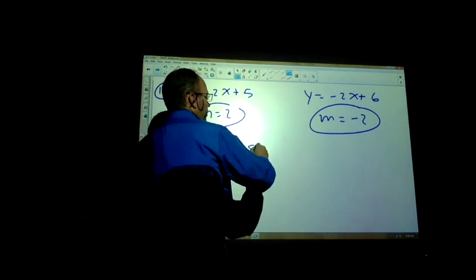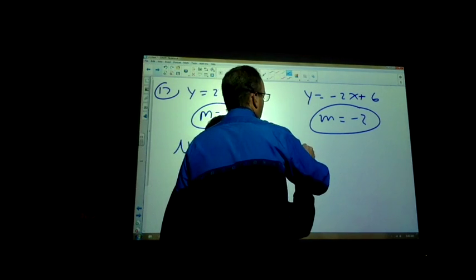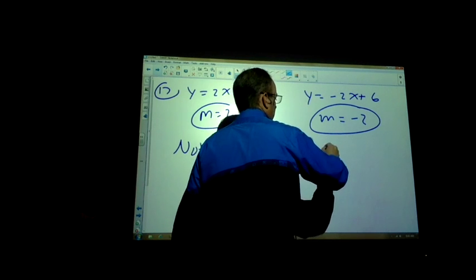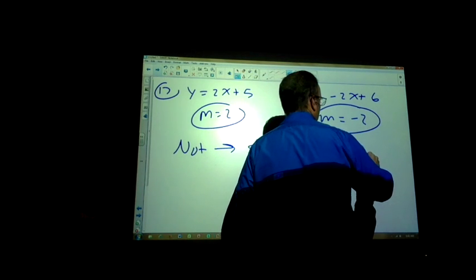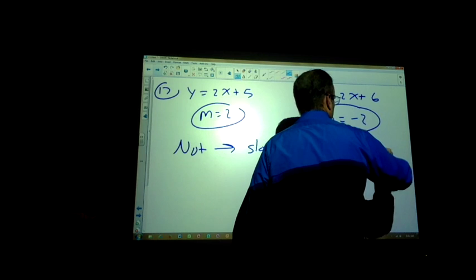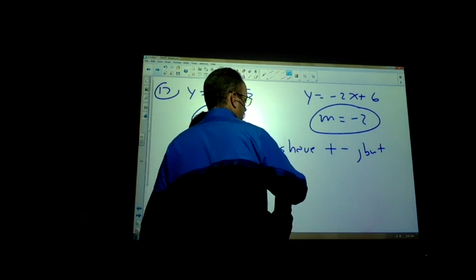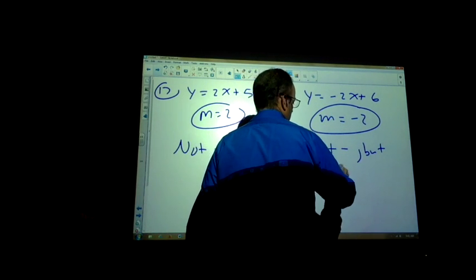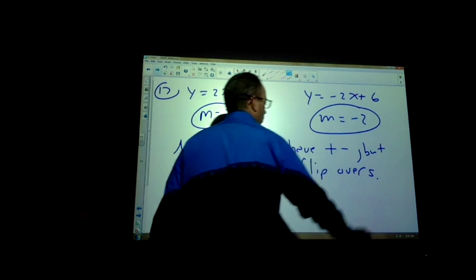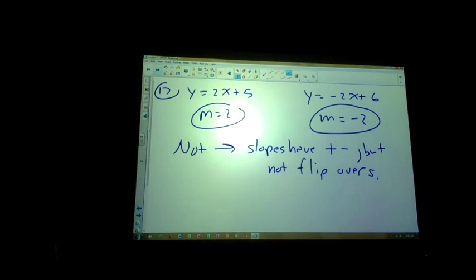You could say slopes have opposite signs, negative and positive, but not flip overs. Not a reciprocal. They are not perpendicular.